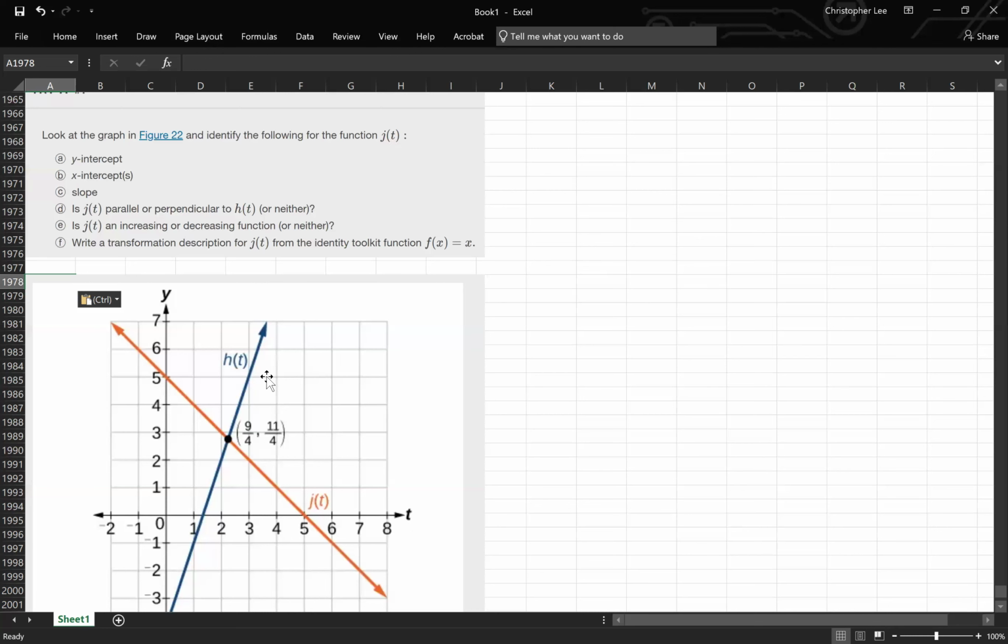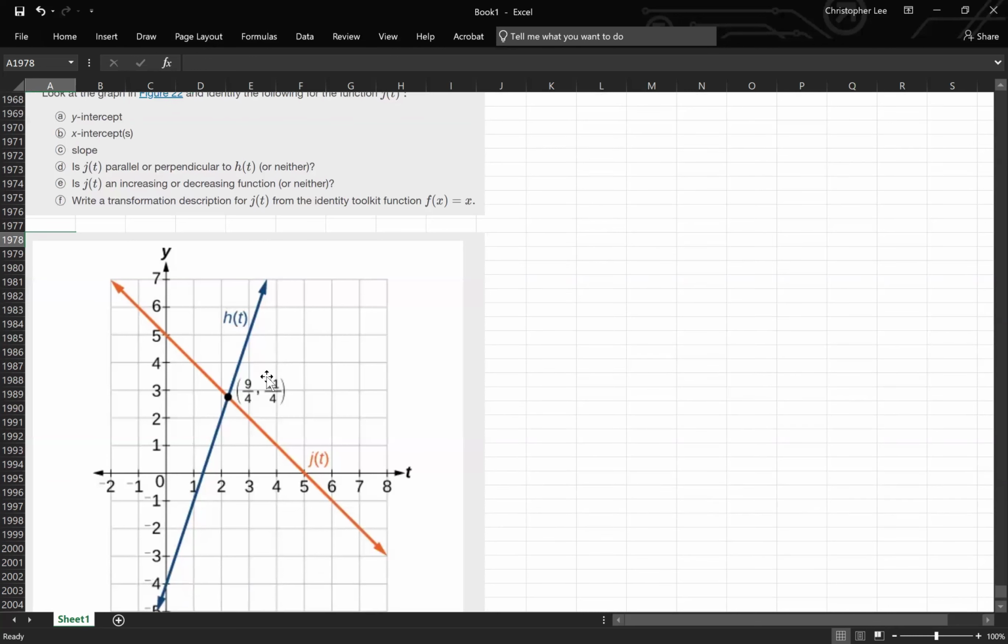All right. So let's see. It says look at the graph and identify the following, right? Our x-intercepts, y-intercepts, slope, is J of t parallel, perpendicular, neither, same thing, and then increasing, decreasing, transformation, identity.